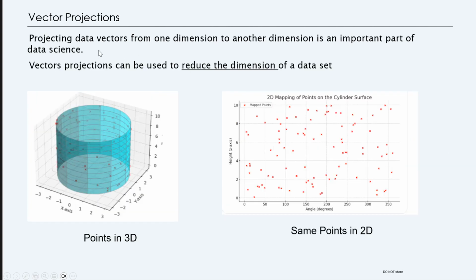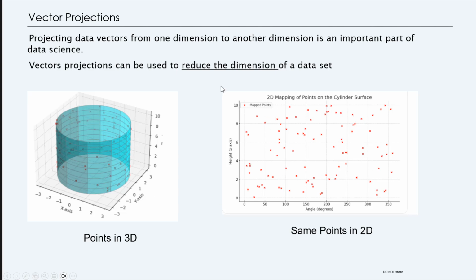Now, projecting data vectors from one dimension to another dimension is an important part of data science. For example, let's suppose we have data points in 3 dimensions. You can imagine this cylinder having points on the surface. Now, if you think about this cylinder, these points can still be represented by a 2D vector without losing much of the information. If you flatten this cylinder, you get the same point distribution, just like this.